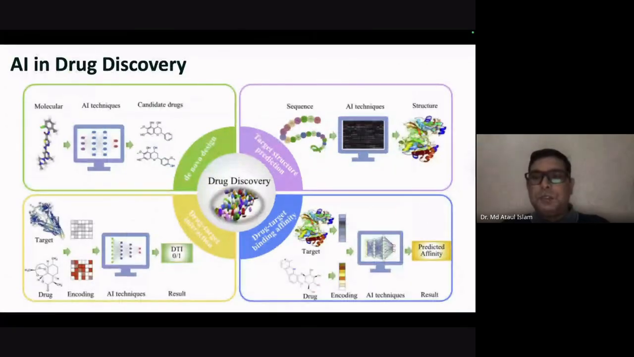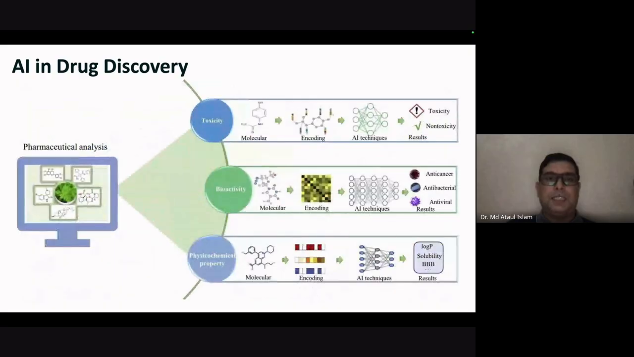So this way you can use it. These are only 4 approaches. There are much bigger approaches, like virtual screening, all these things I'll talk about later this time.